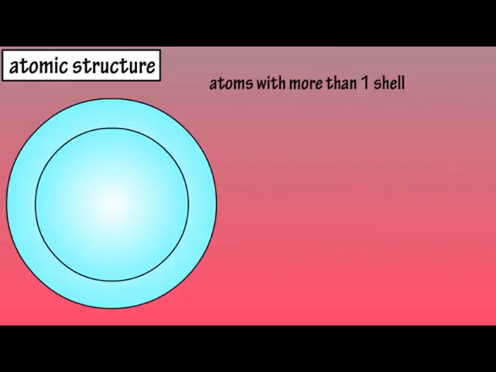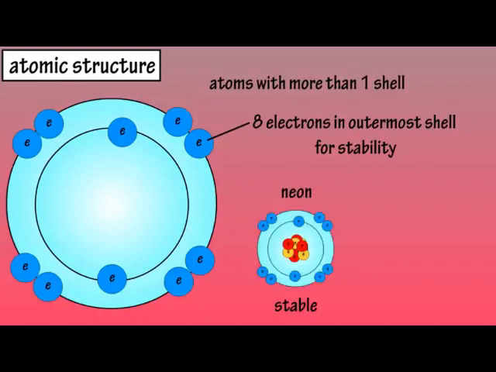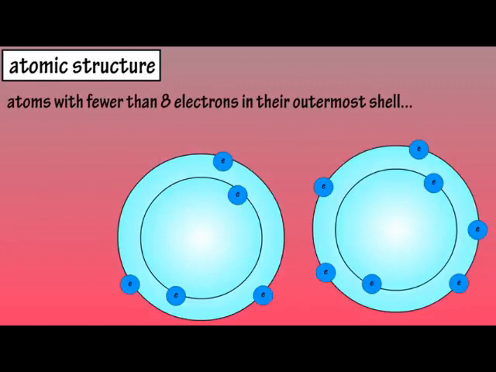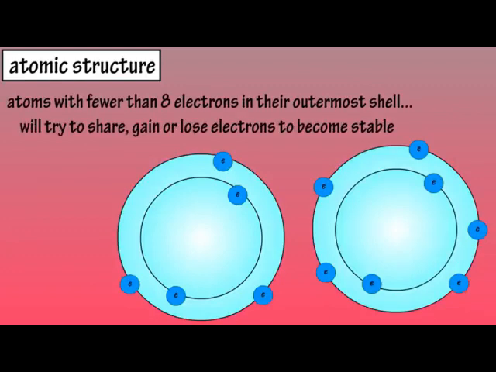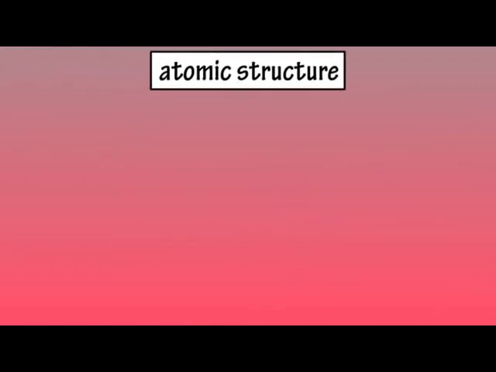In atoms with more than one energy level or shell, 8 electrons are required in the outermost shell for stability. So neon, which has 8 electrons in its outermost shell, is stable, and oxygen, which has only 6 electrons in its outermost shell, is chemically reactive. Atoms that have fewer than 8 electrons in their outermost shells will try to share, gain, or lose electrons in order to become stable. This is called the octet rule, but there are some exceptions, such as we saw with hydrogen and helium, which have only one energy level or shell. And that's the basics of atomic structure.